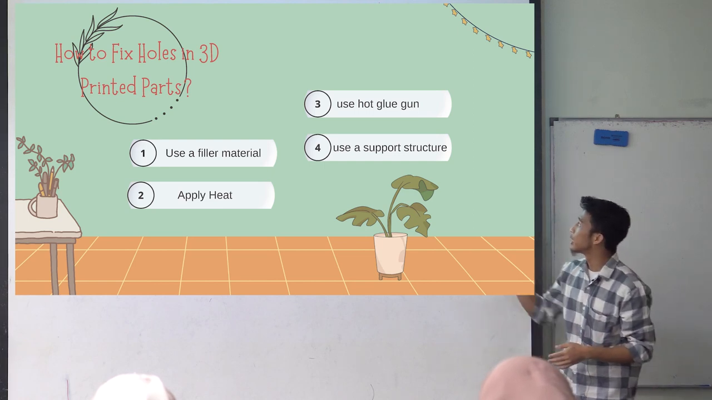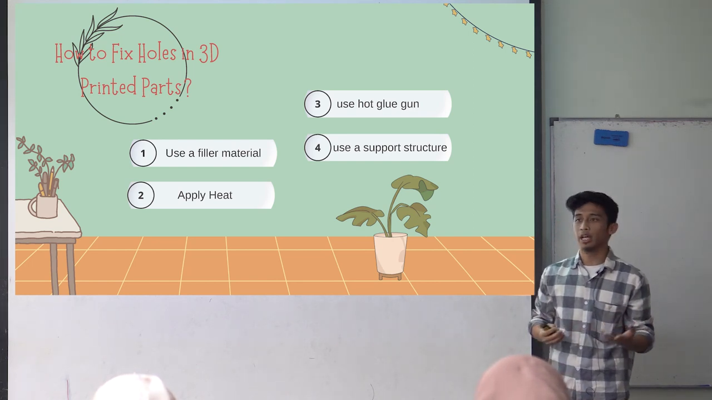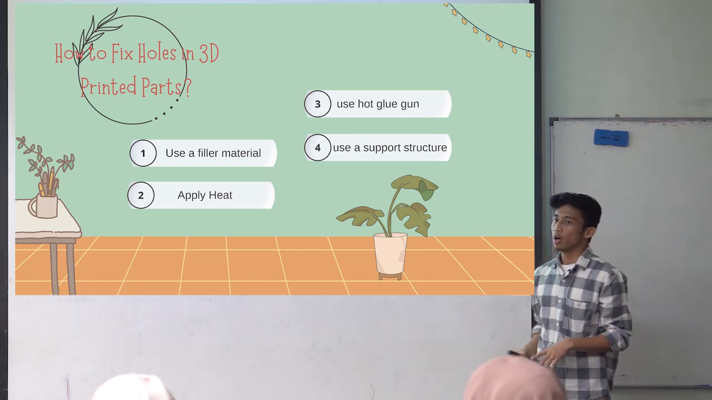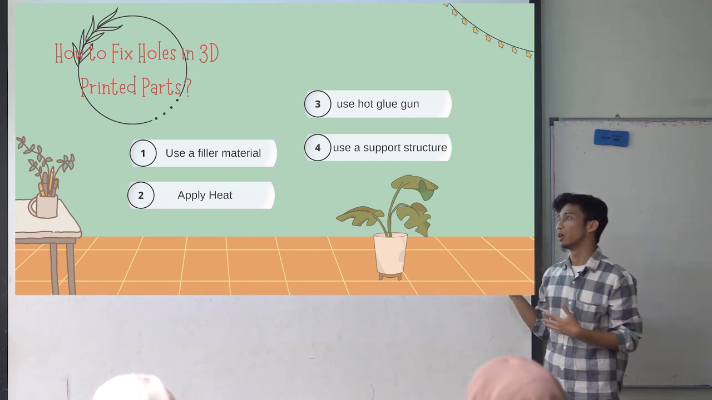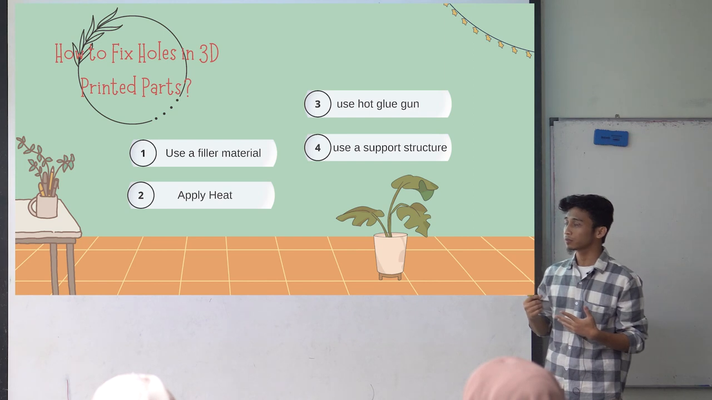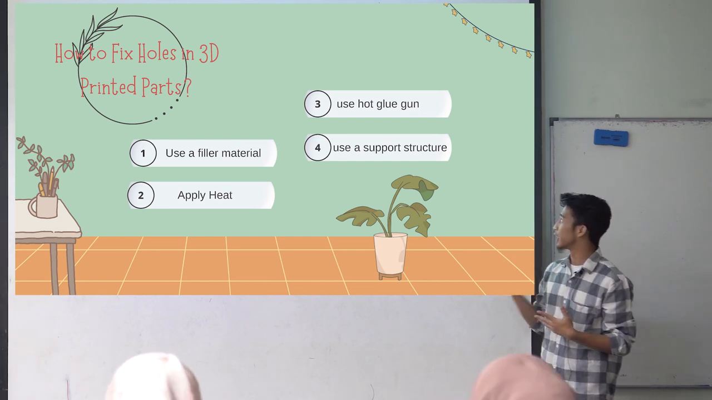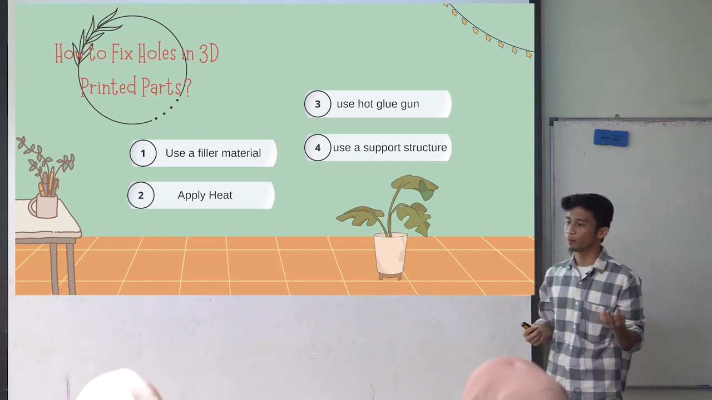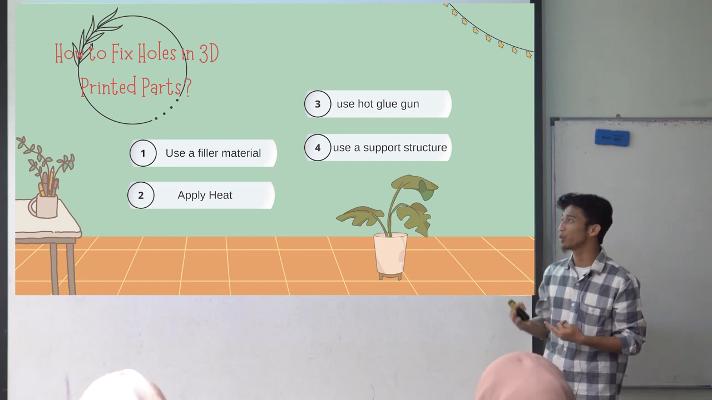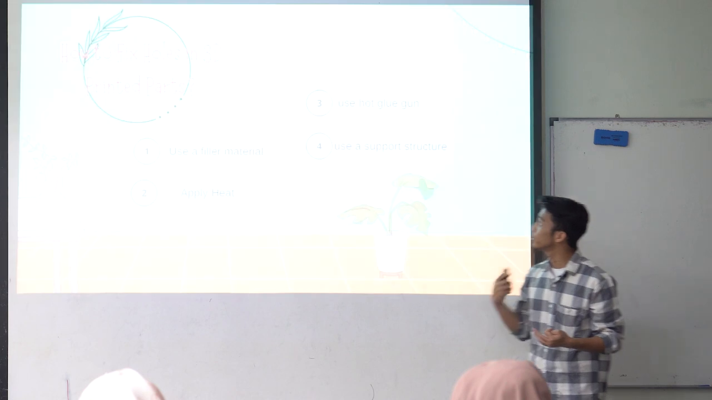And last but not least, use a support structure. If the cracking is too big and cannot be filled by the filament, we need to make some support structure to cover the cracking. We need to use plastic filament and also a metal rod to give support and make the cracking strong. Okay, I think that's all for me.